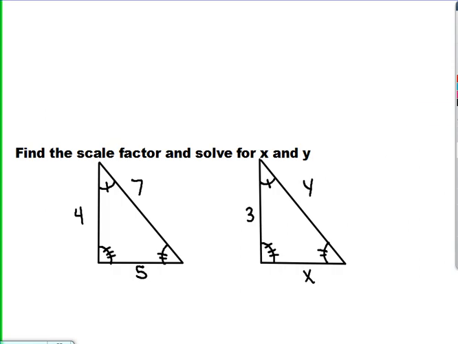All right, the second part of this lesson is similar triangles. All right, similar triangles are a little bit different than congruent triangles.